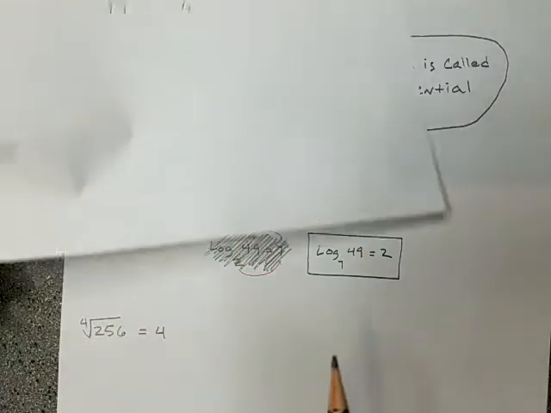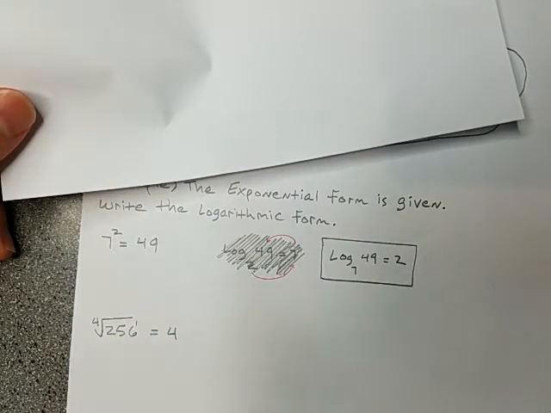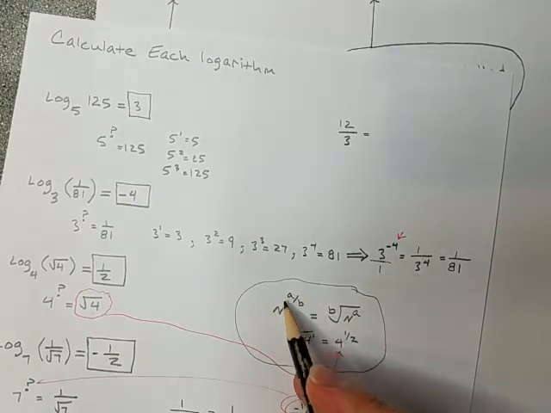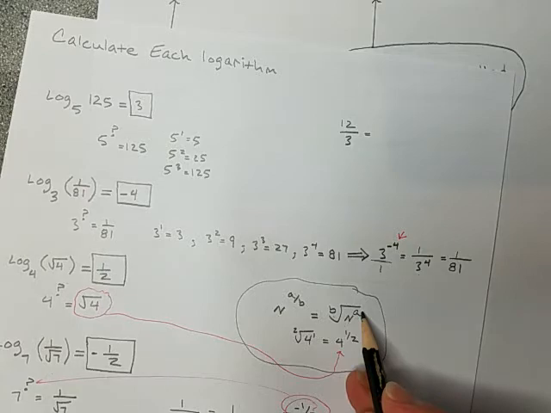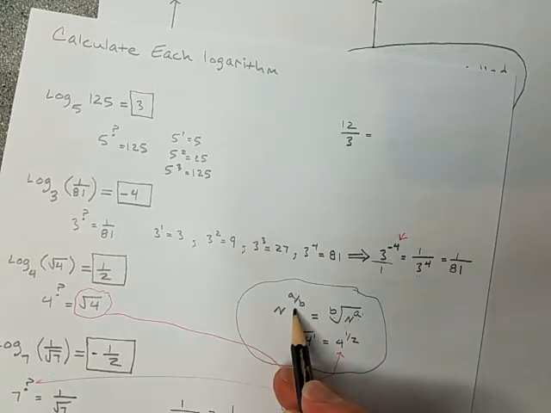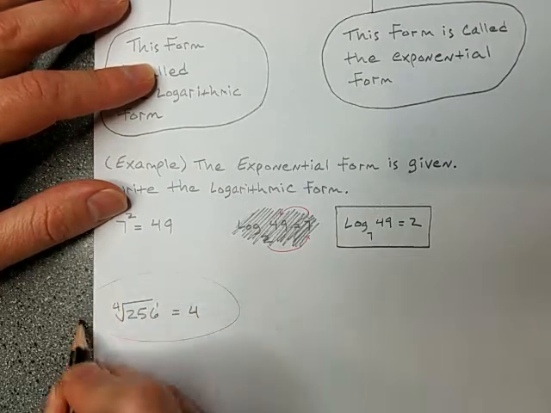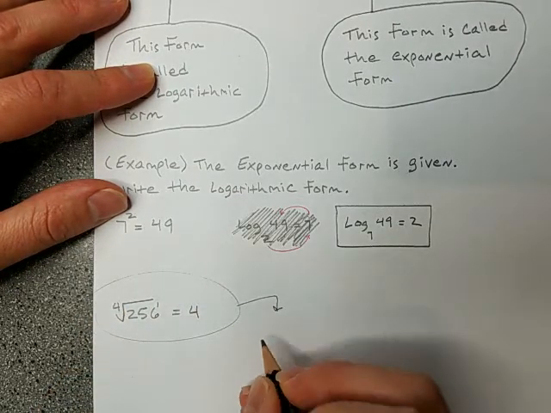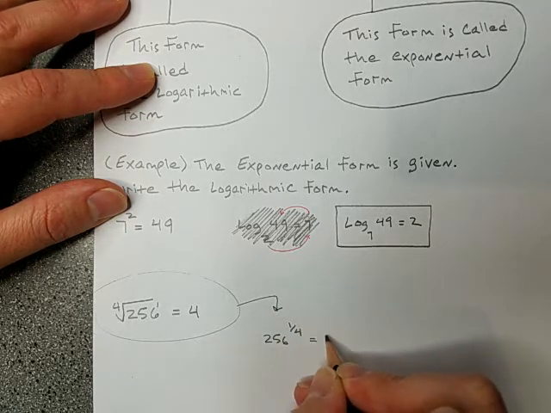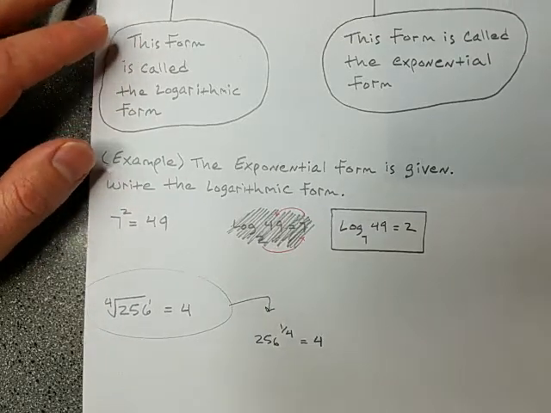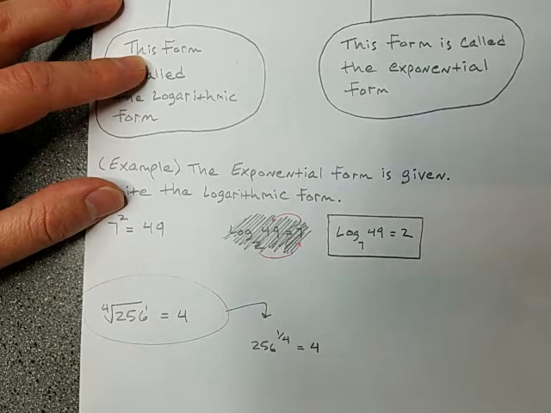So if I'm looking at the 4th root of 256 to the 1st power, what's the exponent? The exponent would be 1 over 4. So let's rewrite this. That's not really the way that we want to see it. So we'll do 256, the exponent is 1 over 4, and 4. So there's the exponential form. The exponent is right there.